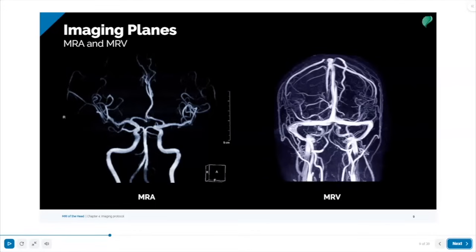Similar to three-dimensional time of flight, the two-dimensional time of flight sequences can also be acquired in multiple imaging planes, including axial, coronal, and sagittal. However, two-dimensional time of flight sequences provide thinner slices compared to three-dimensional time of flight, which may be advantageous for better visualization of small vessels or delineation of vascular anatomy in specific regions of interest. 2D time of flight, MRA and MRV, is particularly useful for detailed evaluation of the intracranial arteries and veins, especially in cases where high spatial resolution is required.